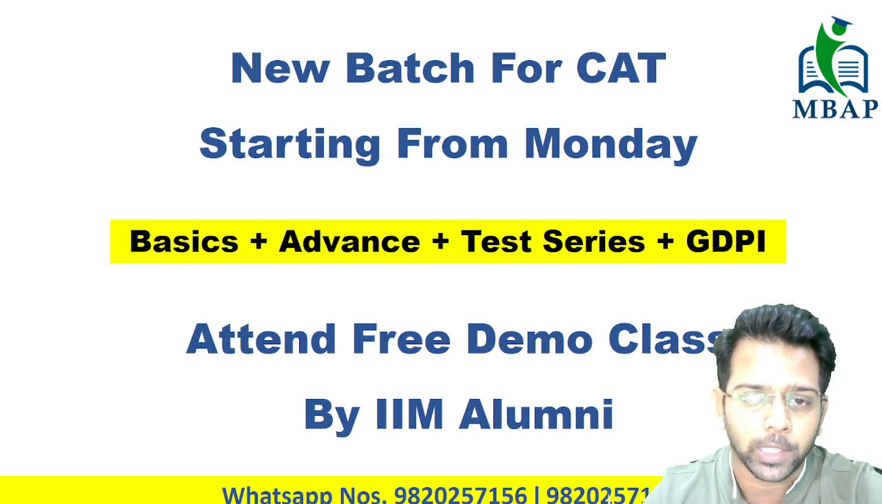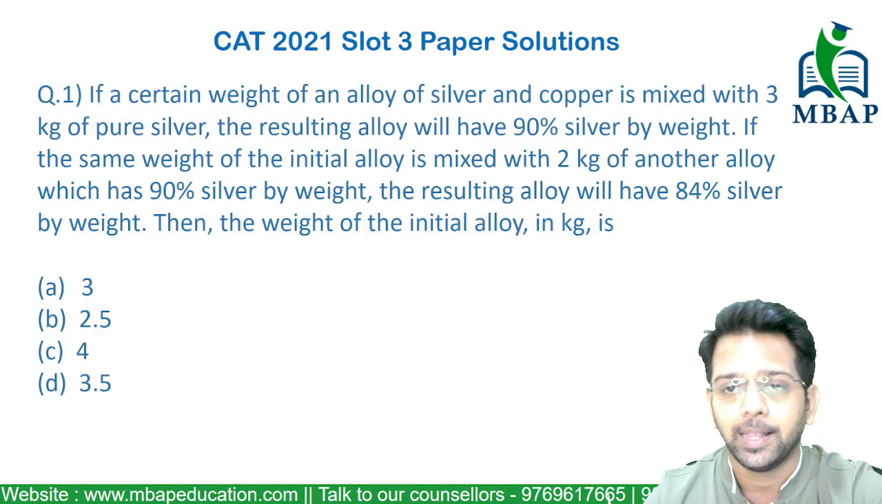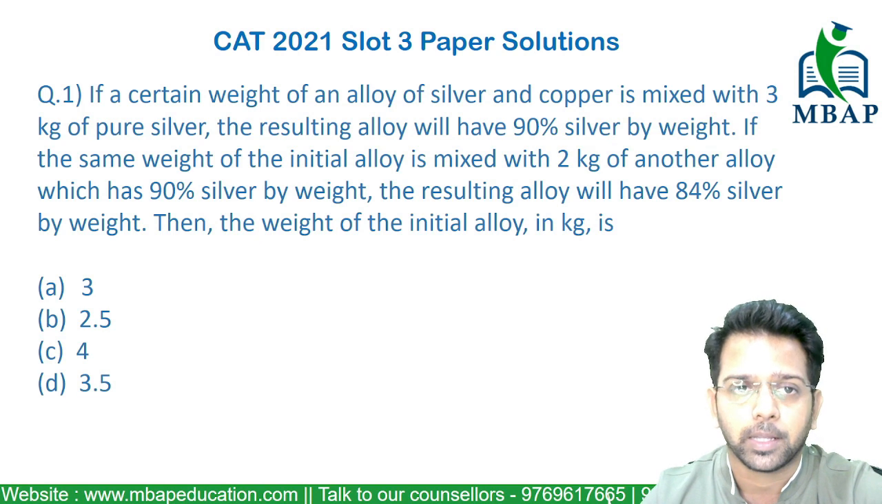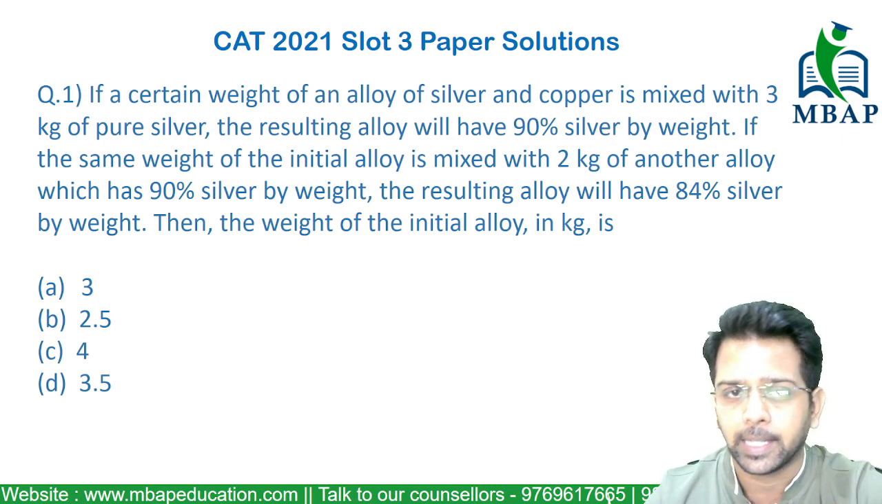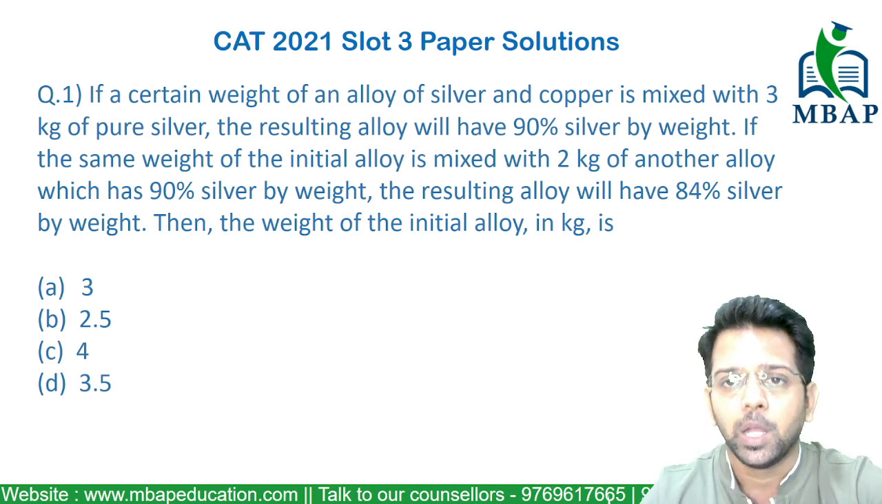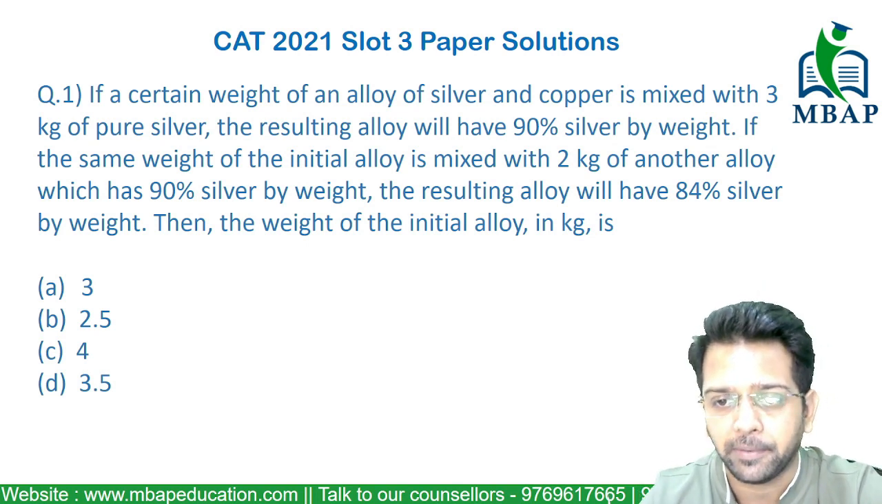on this note, let's quickly start with the questions that have come in the actual CAT 2021 examination. Let's have a look at the first question. The question says, if a specific weight of alloy of silver and copper is mixed with 3 kg of pure silver, 3 kg of pure silver is 100%, the resulting alloy will have 90% silver by weight.